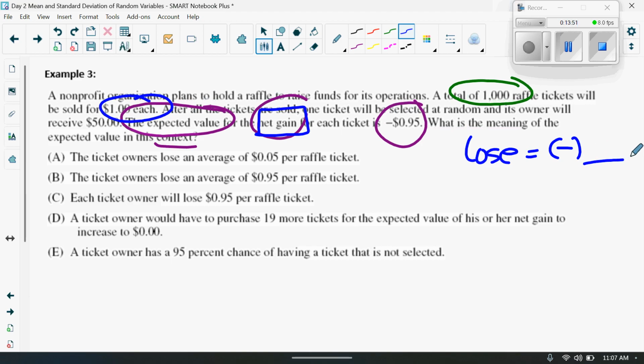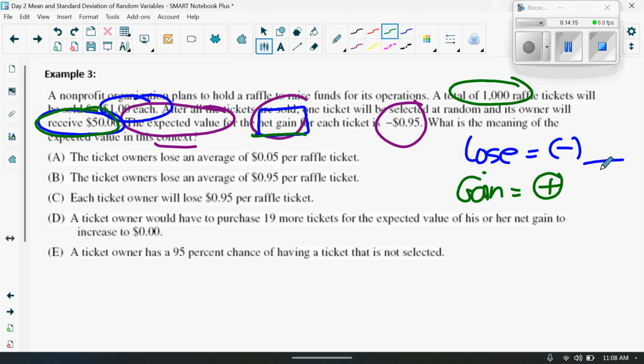If you're the only winner, it says you're going to receive $50, right? But you're really not receiving $50, because your net, if you think about it, means you would have to take away the $1 that you laid out for the ticket. So if you are the winner, you are going to have a positive net. And if you are a loser, you're going to have a negative net.